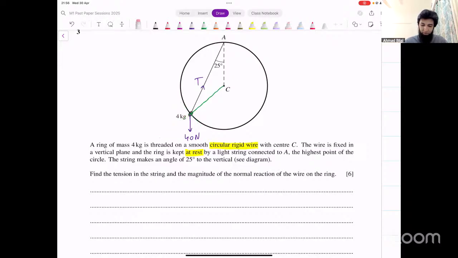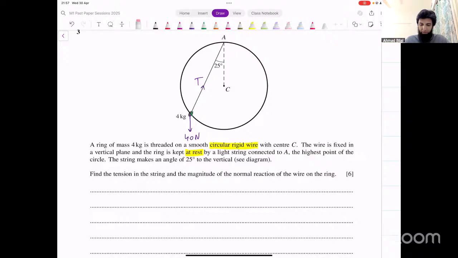So this is going to be the direction of reaction. Now it could be in this direction, it could be in this direction, one of these two, right? That depends on the other forces that are acting, but it's going to be one of these two directions, right? That it's going to be perpendicular to the circle at that point. Now, which one of these is it? Can we figure that out somehow?